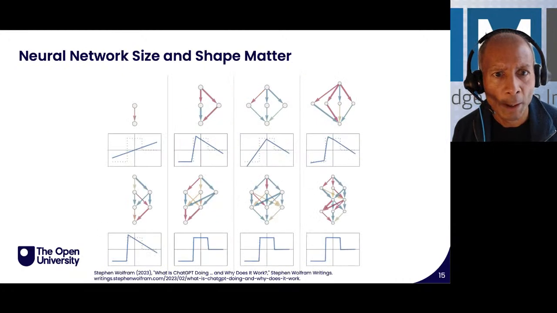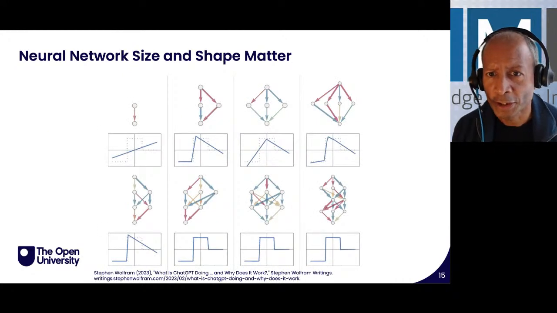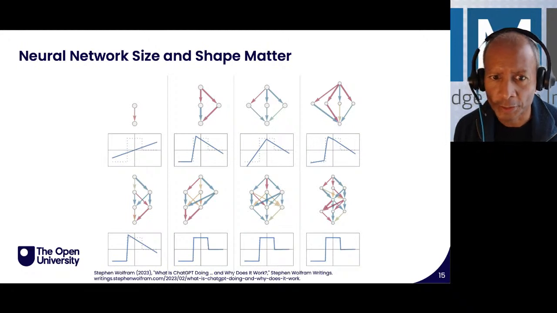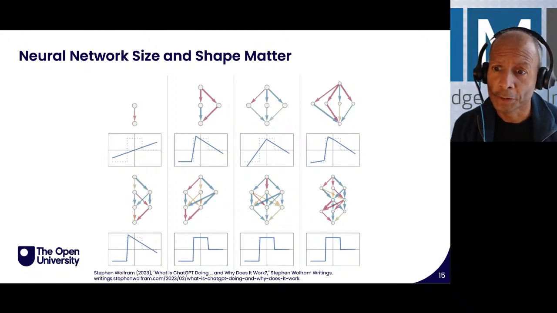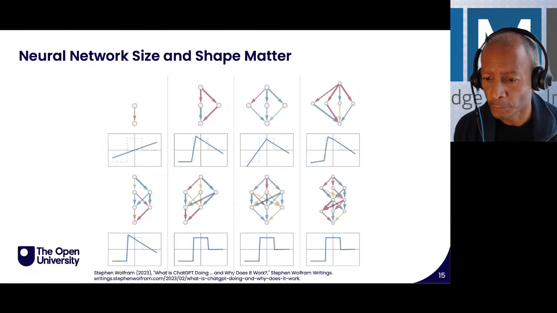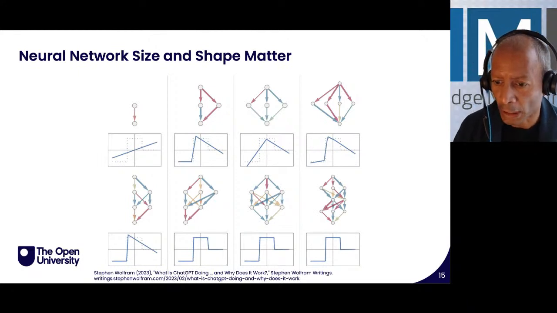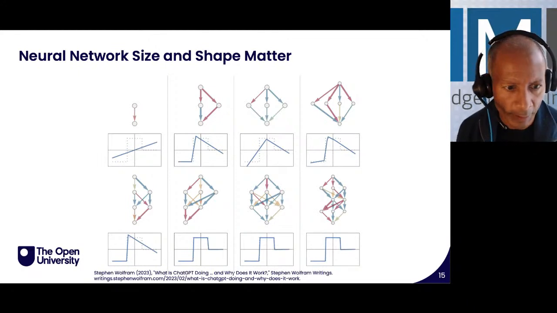The network size and the network shape matter. It seems to be more of an art than a science. But if the number of nodes is too small, you don't get good outputs, no matter how long you train for, and the shape matters. So having a number of middle layers between the input and output is important.